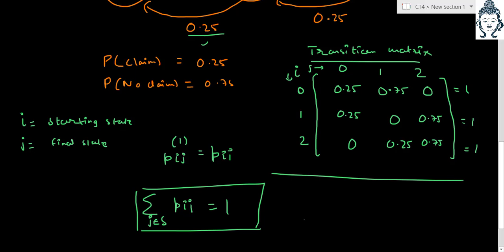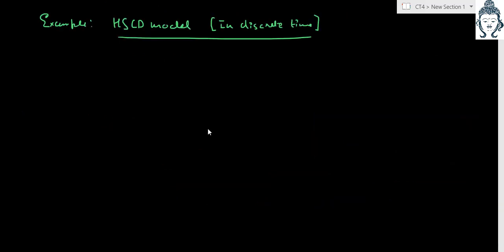Now let's move on to how the mathematics of the Markov chain works. Let's look at an example in order to understand how we calculate the probabilities of transition in a Markov chain. The example I'm taking here is of a HSCD model, that is a healthy, sick, critically ill and dead model. This is an extension of the healthy, sick, dead model that you have seen in subject CT5. I have just introduced another state called critically ill. And this is a HSCD model that is operating in discrete time.